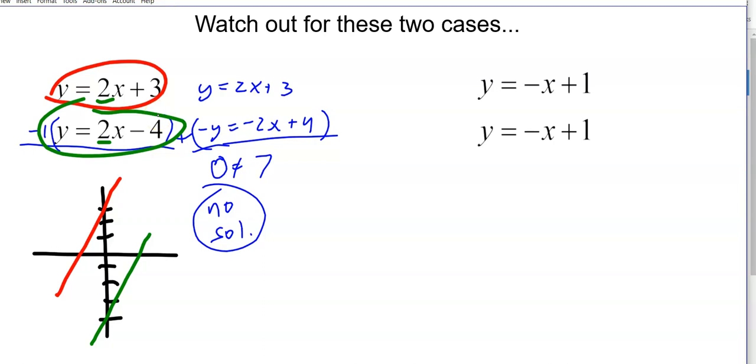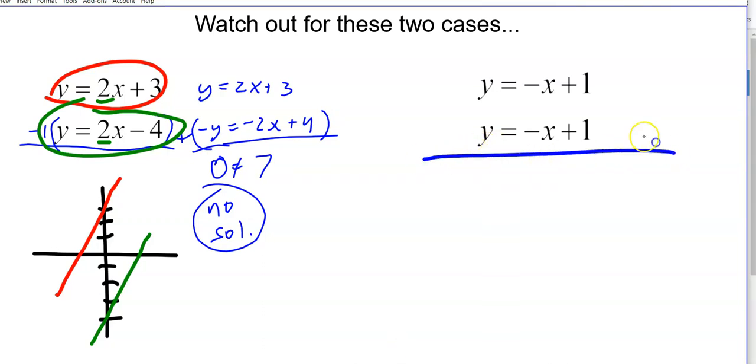We're looking for where the graphs cross, right? So if those graphs don't ever cross, they have the same slope, different y-intercept, it's going to be no solution all the time. So that's going to happen sometimes, is you're going to have sometimes no solution. That's kind of a weird case, but it does happen.